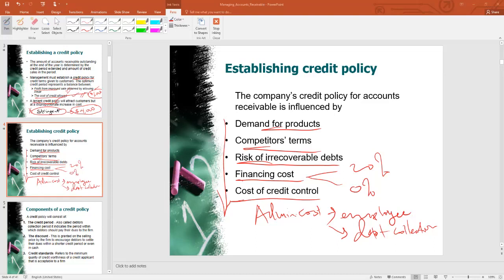I was trying to give an example of, for example, KPLC. We are the main supplier of electricity in Kenya. So if you are the main supplier, you're like a monopoly, let's use that term, then you end up having a case where you don't sell to the customer on credit. You only sell to the customers on cash. Don't forget the rationale behind selling on credit is because you want to make sales.